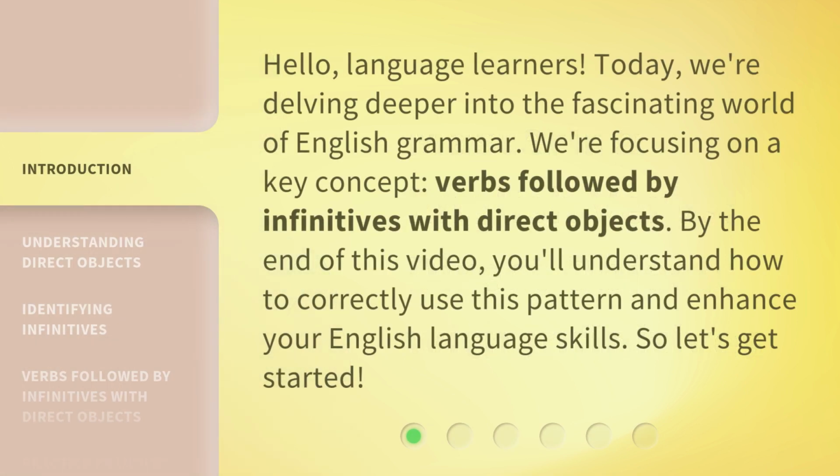Hello, language learners. Today, we're delving deeper into the fascinating world of English grammar. We're focusing on a key concept: verbs followed by infinitives with direct objects. By the end of this video, you'll understand how to correctly use this pattern and enhance your English language skills. So, let's get started.